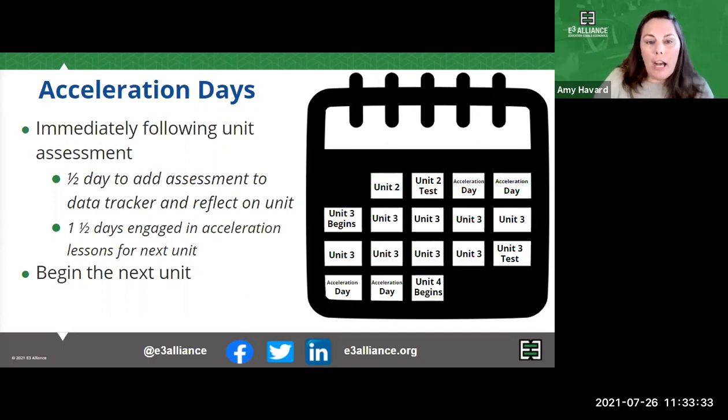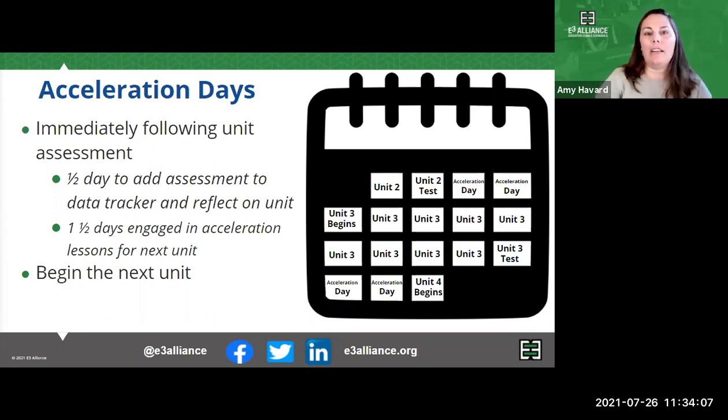Immediately following the unit assessment, I would take a half day, a half class period, to add that assessment to my data tracker, to reflect on our unit, to do any of those things that I want my students doing at the end of the unit. But then I would also take the other half of that day and the following day, so a total of 1.5 days, to engage in those accelerated lessons or experiences that we previously talked about. Then after 2 days, I would begin my next unit.